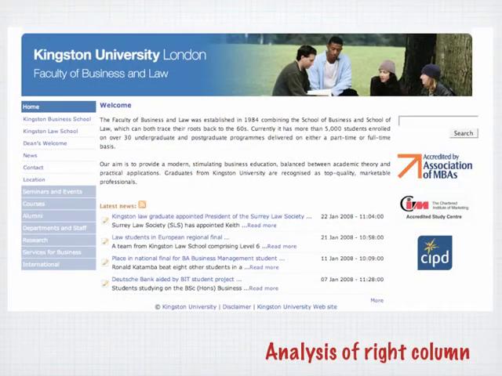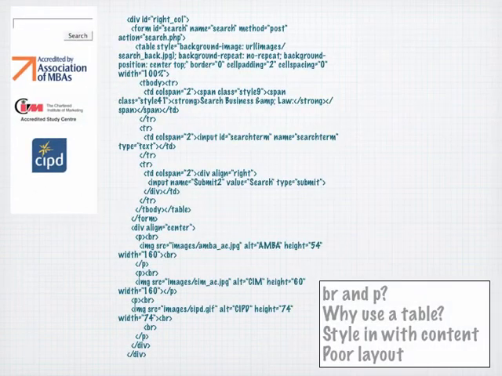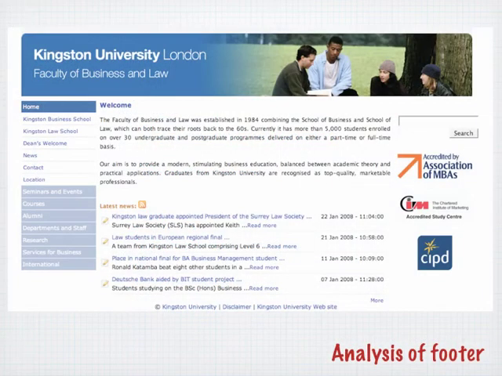Over on the right hand side, there's this search field and these badges, these sort of marketing badges. So let's have a look at these. Well, again, lots and lots of breaks, lots of paragraphs, style embedded. It's a mess. Okay, and then right down the bottom, you can see there's a single line that says copyright Kingston University. So that's our footer.